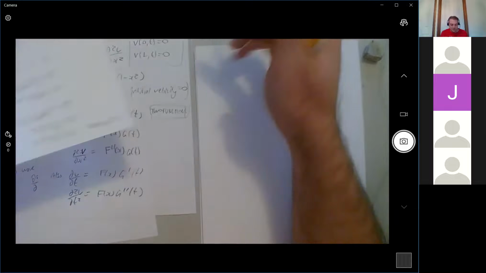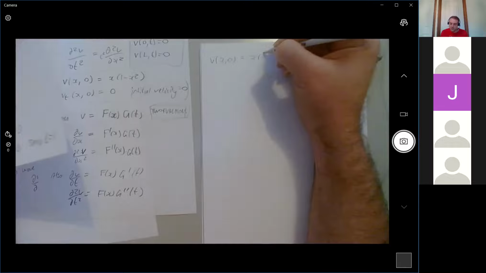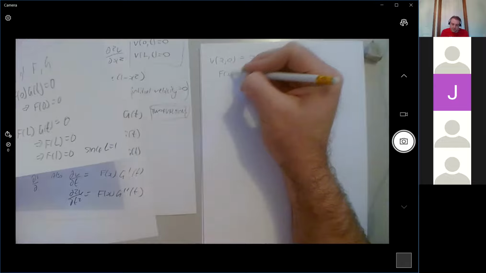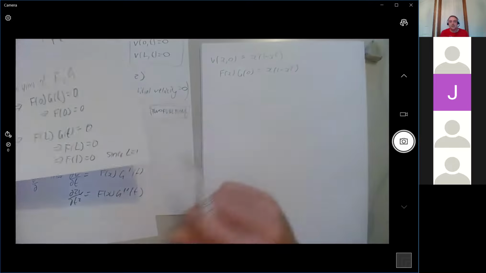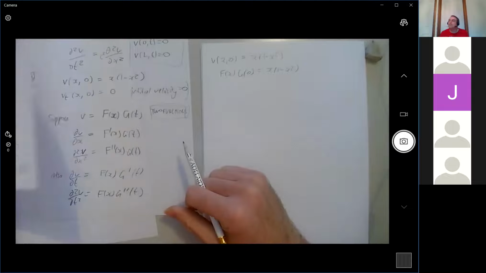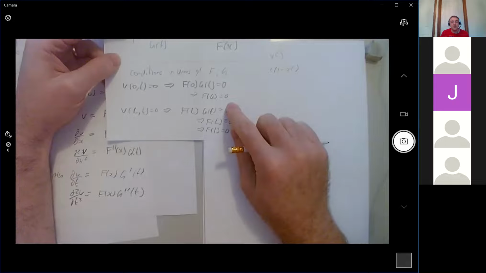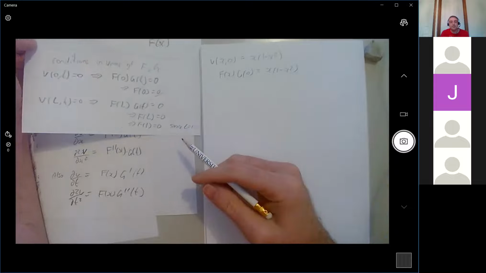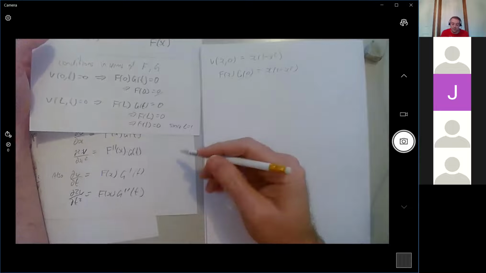And in the other conditions, v of x, 0 is x times 1 minus x squared. So that would be f of x g of 0 is x times 1 minus x squared. And that doesn't really help. I can't make the same arguments I made here, because this argument was made because the answer was 0. And this one, yeah, that's not helpful. But presumably g of 0 is a constant, which we don't currently know.